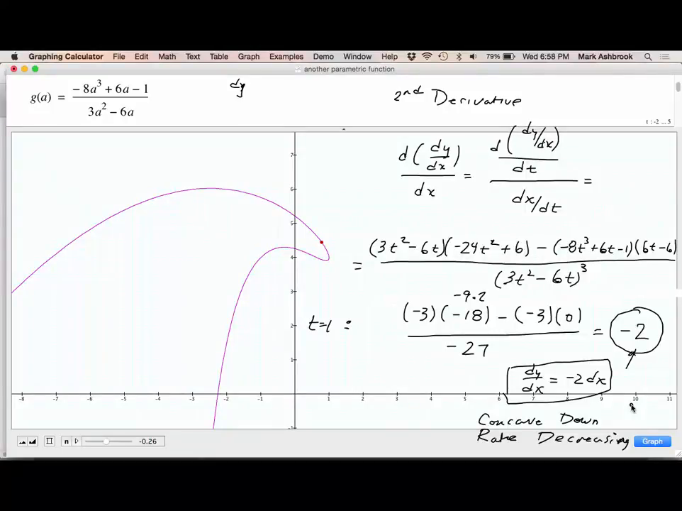At t equals 1. Whatever point on the graph corresponds to t equals 1. Okay? Any questions on that before we get to areas? We're going to do areas next.